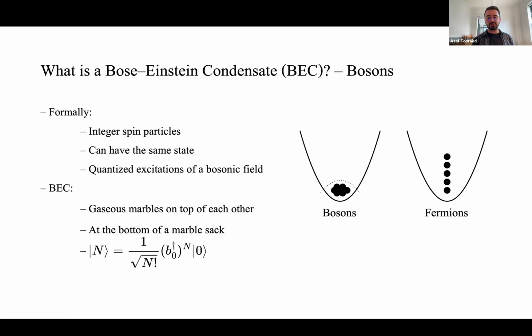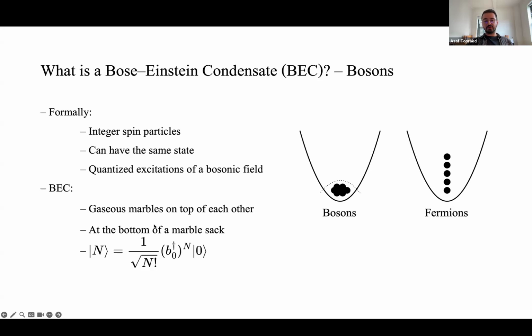Formally, bosons can be defined as complex fields having integer spin, but the most important feature of them is that when you put a lot of bosons and a lot of fermions in the same space, fermions always tend to build up and form a sea. You can remember this as the Pauli exclusion principle from high school. They cannot have the same state, while bosons can. So in essence, what I imagine when I talk about a Bose-Einstein condensate is gaseous marbles on top of each other in a marble stack.